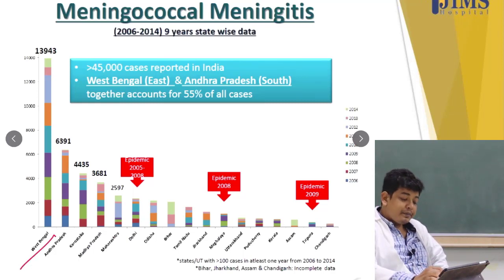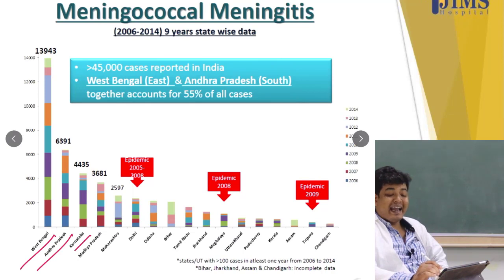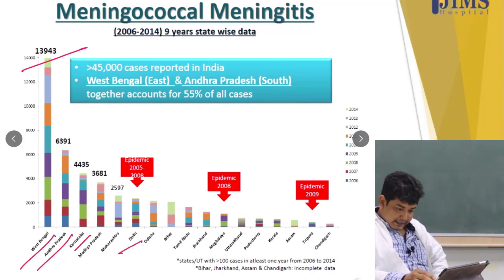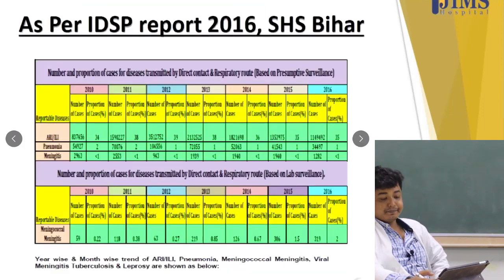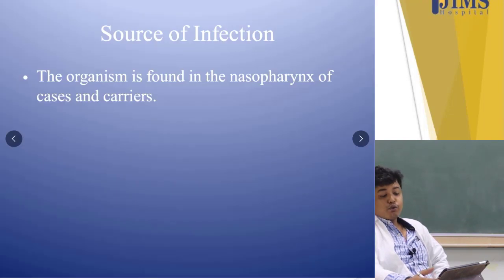West Bengal, Andhra Pradesh and Karnataka are three of the endemic areas of meningococcal meningitis in India. West Bengal alone has roughly 14,000 cases between 2006 to 2014, followed by Andhra Pradesh, Karnataka. Three epidemics were seen in Delhi, Meghalaya and Tripura in 2005-08, 2008 and 2009.